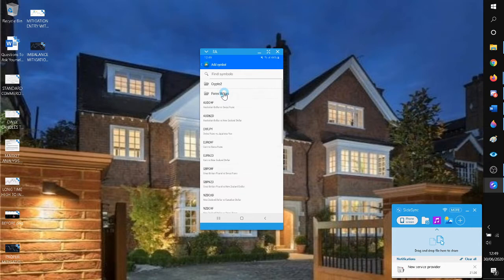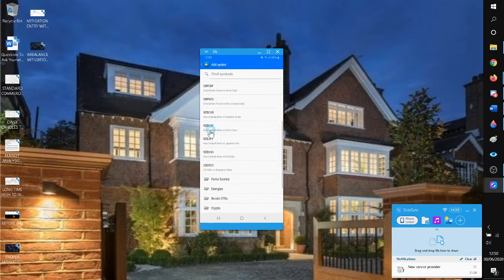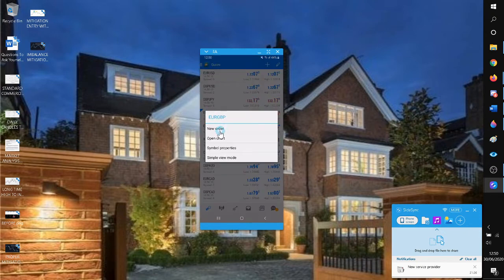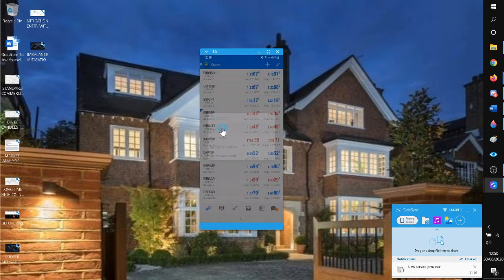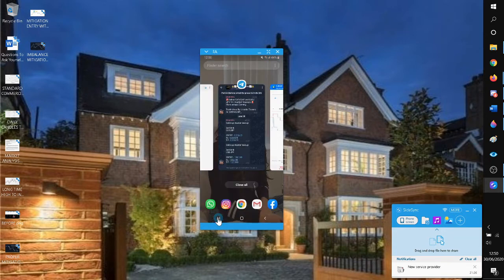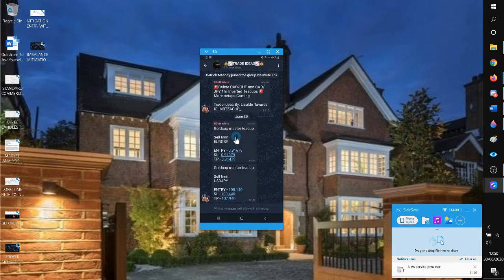This is where you would add a currency pair for the minor. You would find the trade signal that's sent out, Euro GBP, and you just click on it, and then it adds it to your list. Let's go back. This is Euro GBP, which has already been added. You click that once and you click new order, and if we go back to the trade signal, it was a sell limit on Euro GBP.